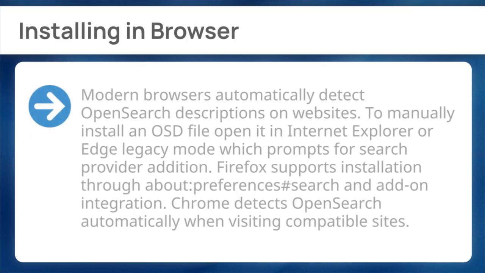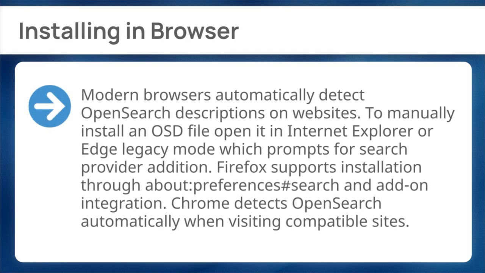Next, installing in browser. Modern browsers automatically detect OpenSearch descriptions on websites. To manually install an OSD file, open it in Internet Explorer or Edge Legacy mode, which prompts for Search Provider Edition. Firefox supports installation through About Preferences, Search, and Add-on integration. Chrome detects OpenSearch automatically when visiting compatible sites.